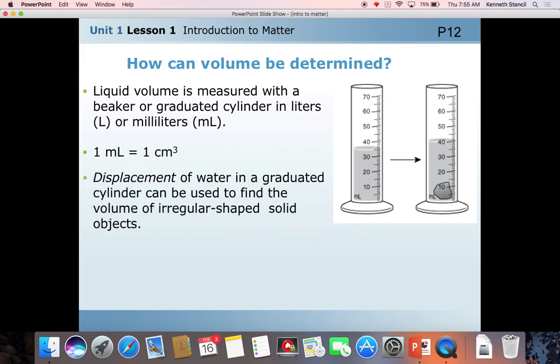The displacement. What does displacement mean? Write the word down. What's the prefix dis?